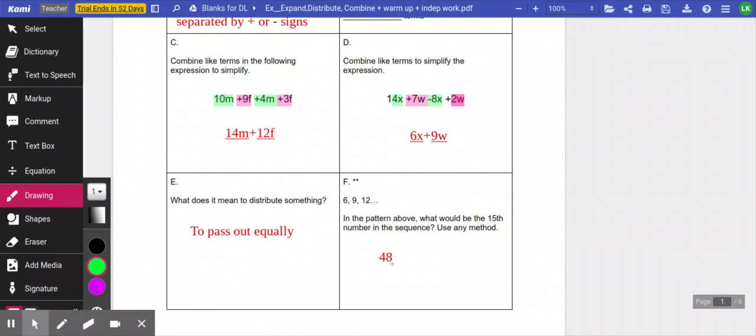F was a little on the spicy side. 48 was the number. And you could just keep adding 3 to this pattern. Or you could say, well, this is the first term. I want to get to the 15th number. That means I got 14 more numbers to go. They're adding 3 each time. So 3, 14 times. And then add that to 6. You get 48.